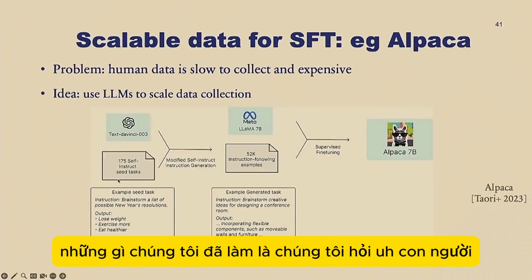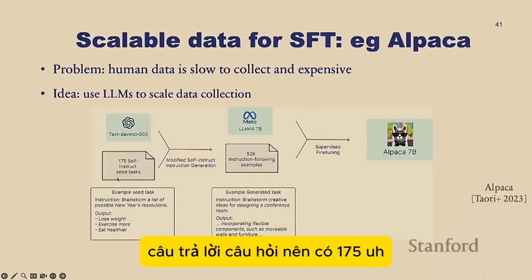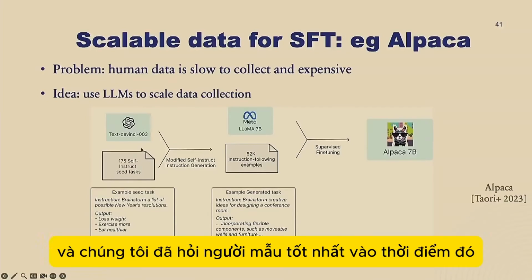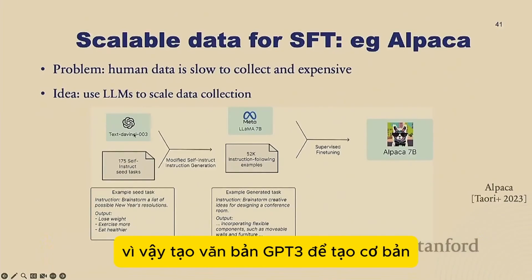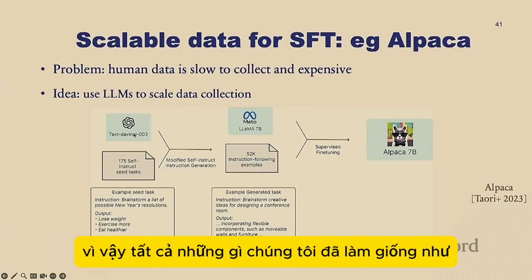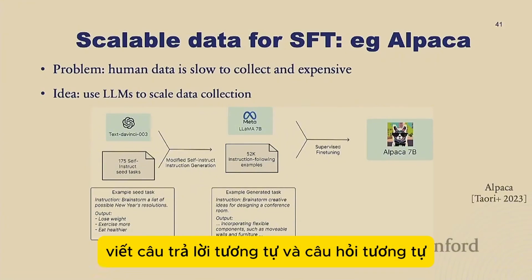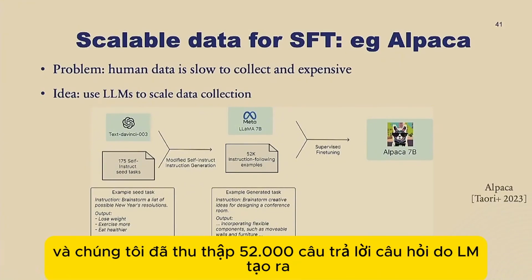What we did is that we used a data set of human question answers. So there were 175 question answers here, and we asked the best model at the time, so Text DaVinci 003, to basically generate many more of these question and answers. So all we did is, this is what humans would write, now write similar answers and similar questions. And we collected 52,000 LLM generated question answers.